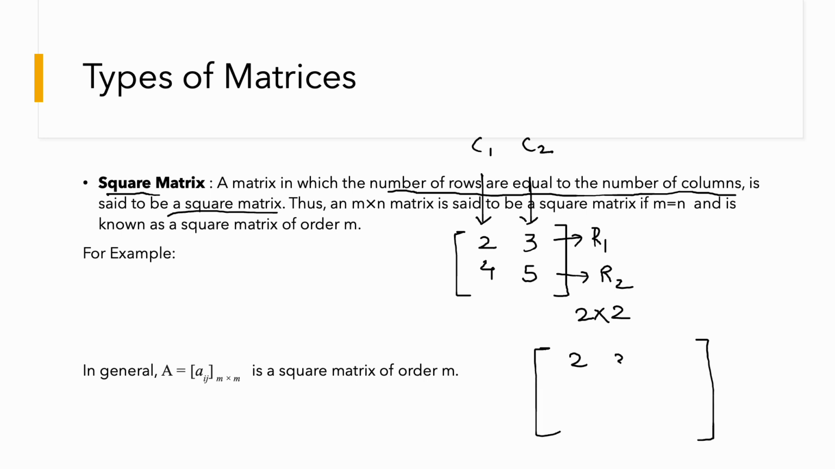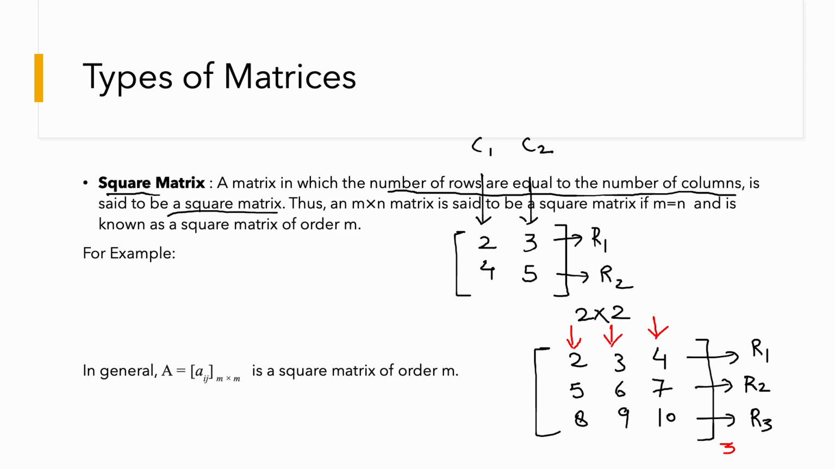So let's say 2, 3, 4, 5, 6, 7, 8, 9, 10. Here we have three rows. This is row 1, this is row 2, this is row 3. And we have three columns. This is column 1, this is column 2, this is column 3. So this is a matrix of the order 3 times 3. Clearly your number of rows and number of columns are equal, therefore it is a square matrix.